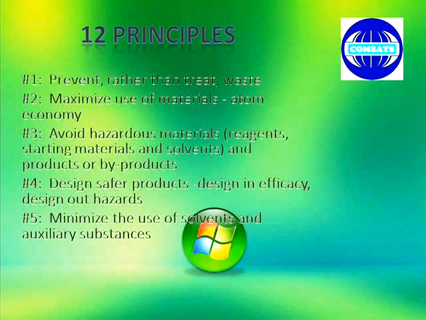There are 12 principles of green chemistry. I will tell you these 12 principles which will help you in understanding green chemistry. The first principle is it is better to prevent waste than to treat or clean up waste after it is formed. The second principle is synthetic methods should be designed to maximize the incorporation of all materials used in the process into the final product.